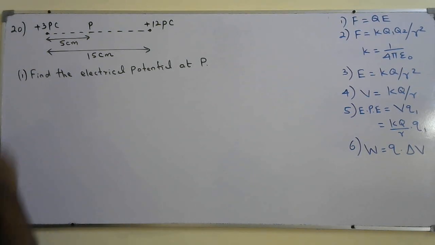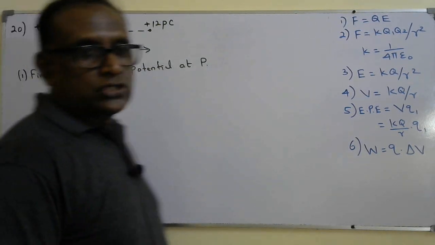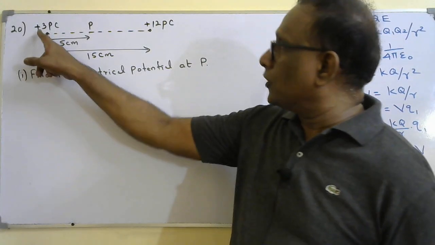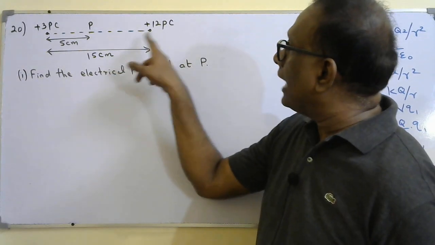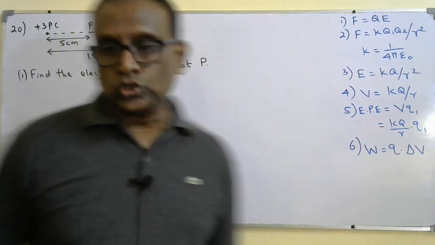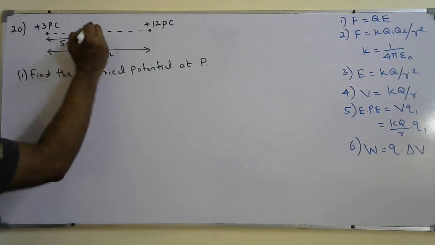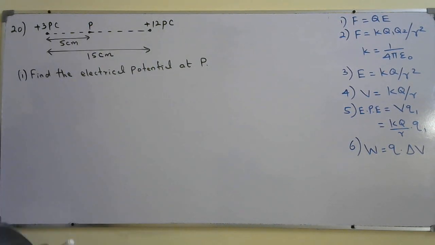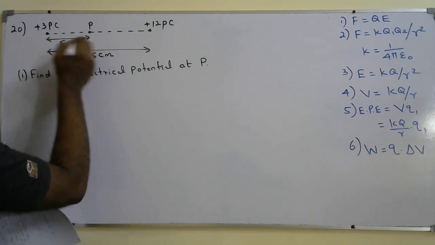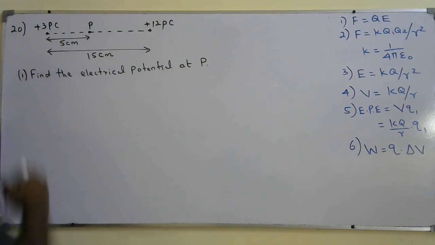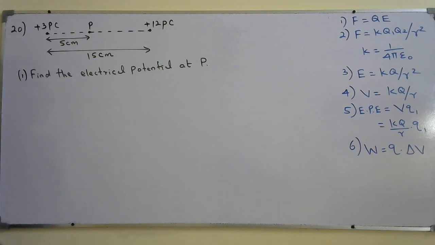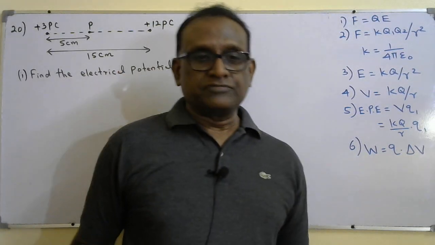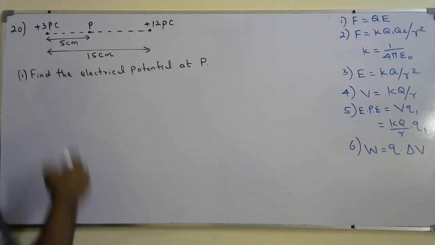Okay, so it's an exam type question. Two point charges, positive 3 picocoulomb and positive 12 picocoulomb, are kept 15 centimeter apart. On the line that joins the two point charges, there is a point P that is at a distance of 5 centimeter from the positive 3 picocoulomb. The question, first part: find the electric potential at point P.